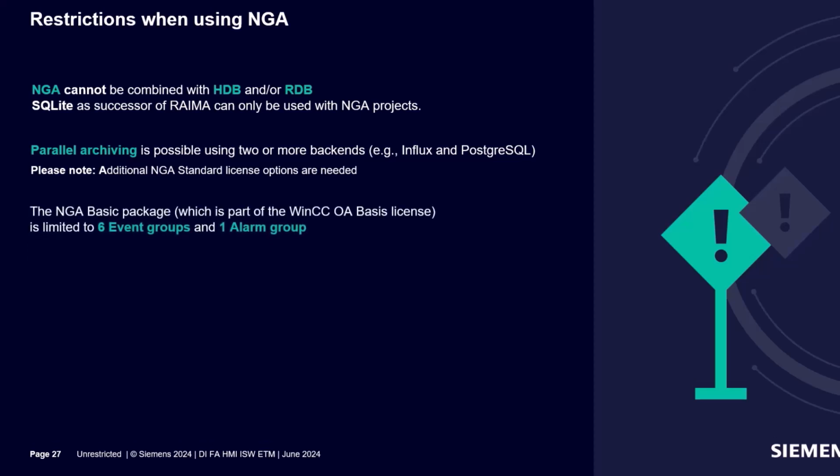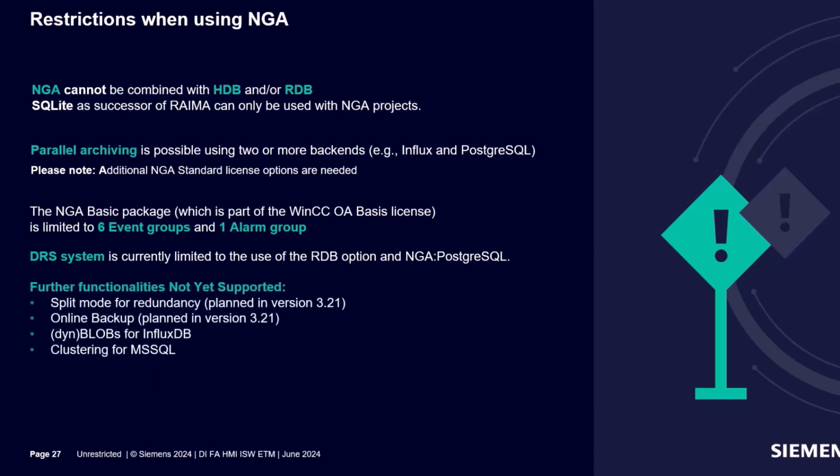The NGA basic package, which is part of the WinCC OA basis license, is limited to 6 event groups and 1 alarm group. The DRS, Disaster Recovery System, is currently limited to using the RDB option and NGA with PostgreSQL. Some functionalities are not yet supported, including split mode for redundancy, which is planned for version 3.21, and online backup, also planned for version 3.21. Dynamic blobs for InfluxDB and clustering for MS SQL.